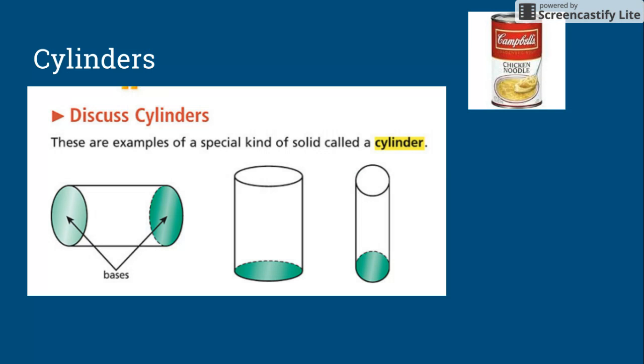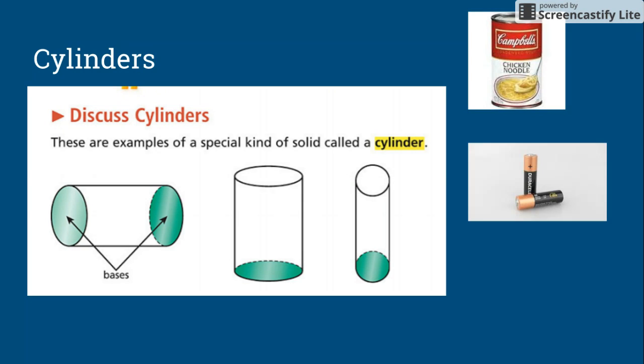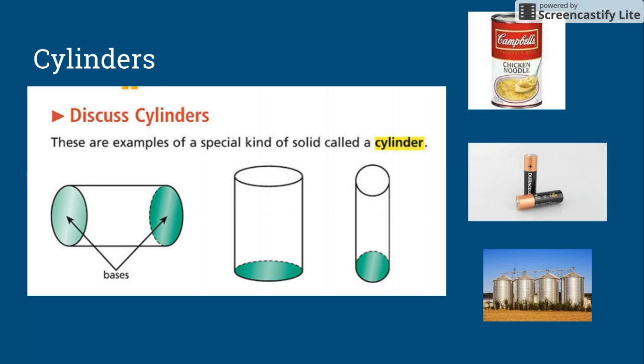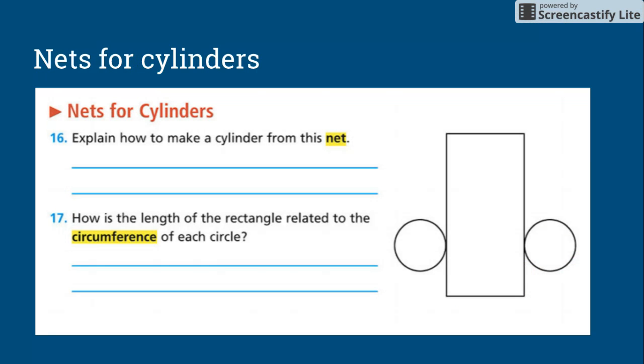Something related to these prisms is cylinders. Now, cylinders are kind of special in their own way because they're rounded on the sides. The bases are at the bottom, and it doesn't have any flat surfaces. We see these all over in the real world, like soup cans, batteries, and even some buildings as well.